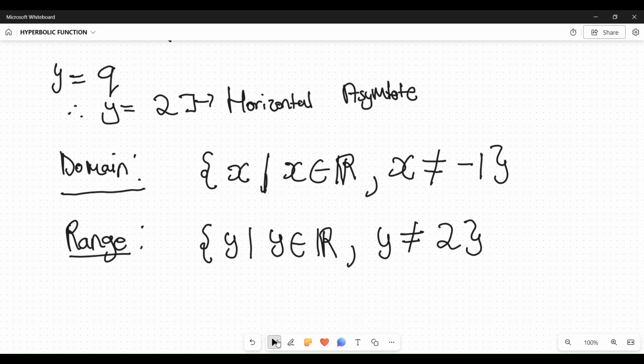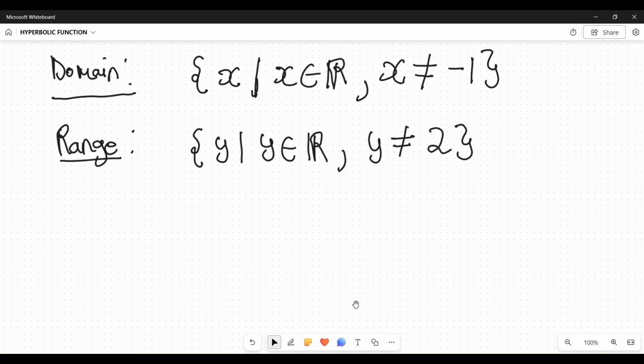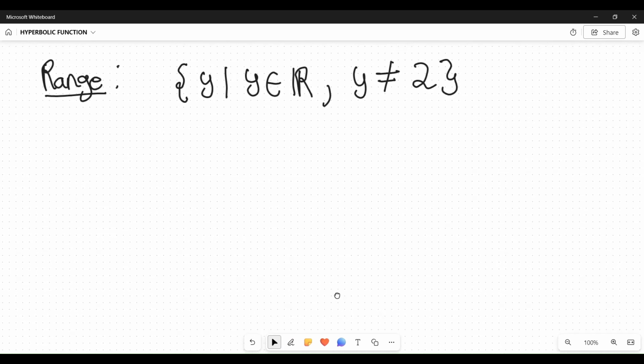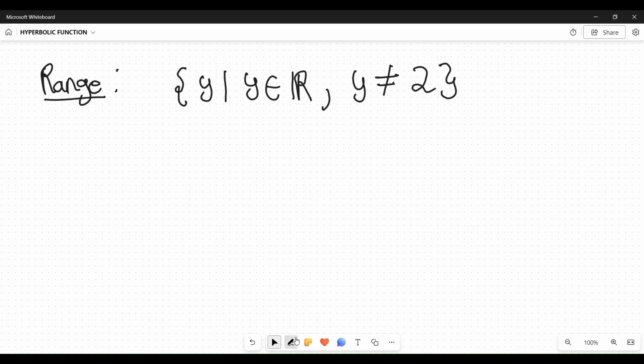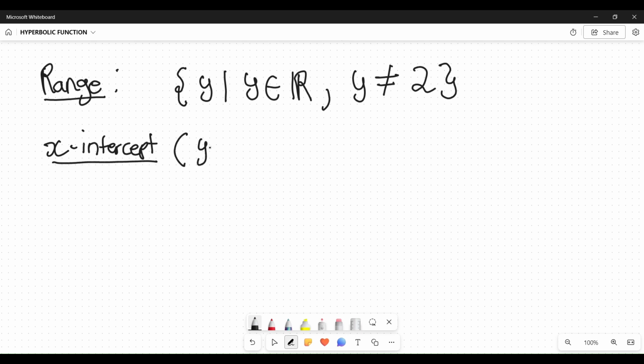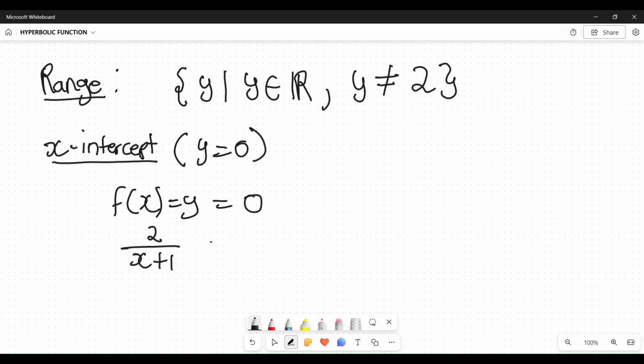Now just like the parabolic function, for this hyperbolic function we are also going to determine the x and y intercepts. Let's start with the x-intercept. For the x-intercept, remember that y equals 0. Then f of x equals y, which equals 0. Our f of x is 2 over x plus 1, plus 2, equals 0.